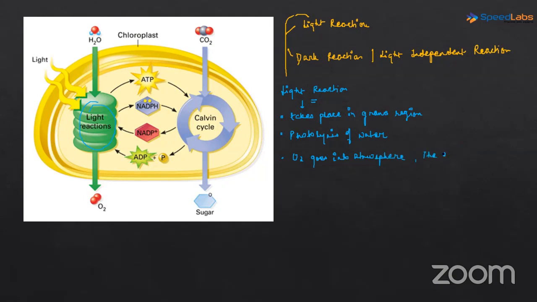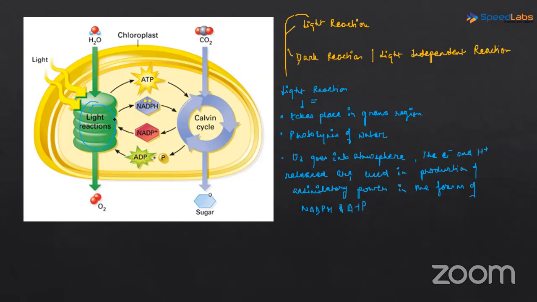Now the electrons and protons that were released as a result of photolysis of water are used in production of assimilatory power in the form of NADPH and ATP. देखो यहाँ पे light reaction हुआ और जो electrons and protons बने थे उन्होंने क्या बना लिया, NADPH बना लिया एंड ATP बना लिया. ठीक है, तो ये तीनों चीजें, all the three points about light reaction are very important.